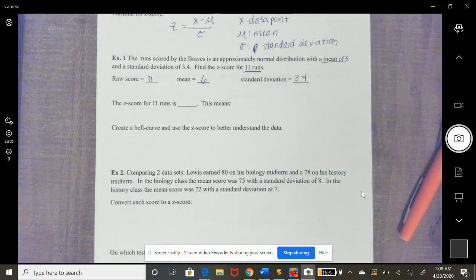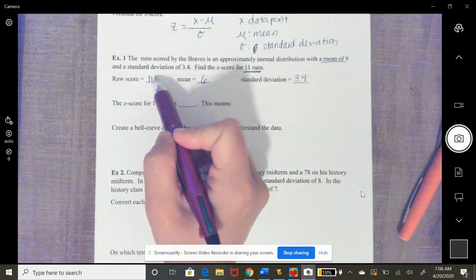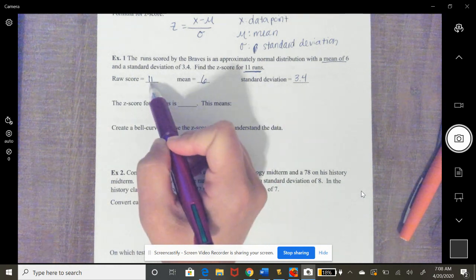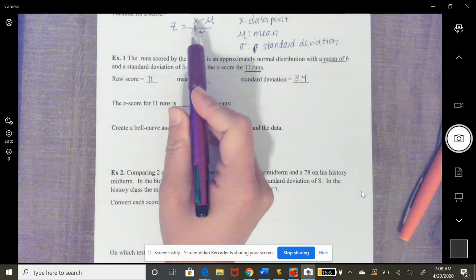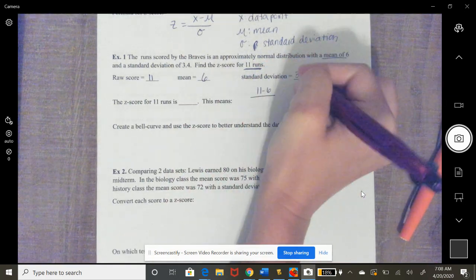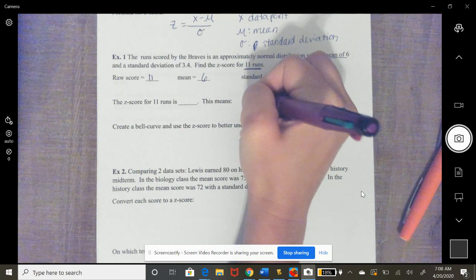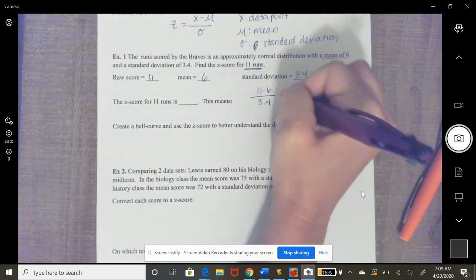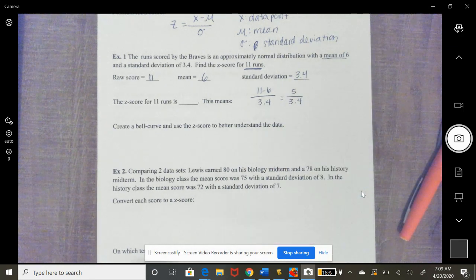Okay, and they'll give you most of the data. Your job is just to use it to help you find your z-score. So we need to figure out how many standard deviations this 11 is away from the mean. Okay, so we need to figure out how far apart these are. So we do our data point minus our mean. So 11 minus 6. And then we divide that by how big our standard deviation is. So 11 minus 6 is 5. And we're going to divide that by 3.4.